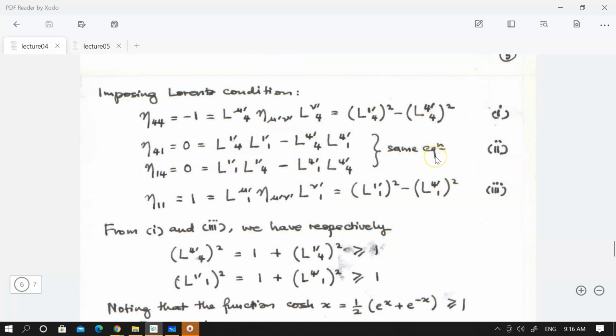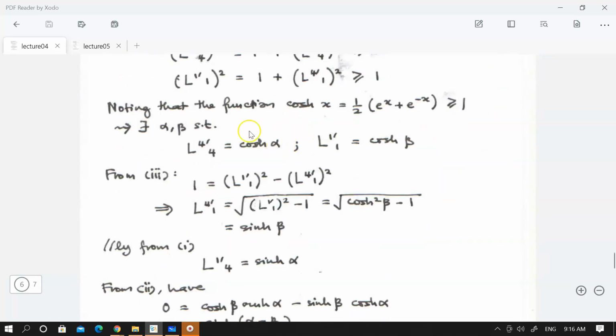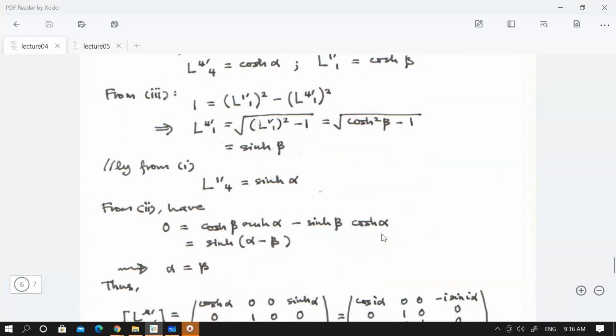Okay. Well, now we have given labels to all these matrix elements, L4-1 dash, L1-4. So they are given in terms of alpha and beta. So the second equation, which we have not used yet, will give you this equation here, which is cosh beta sinh alpha minus sinh beta cosh alpha equals 0.